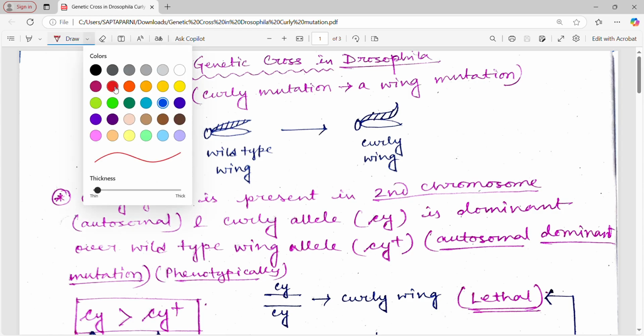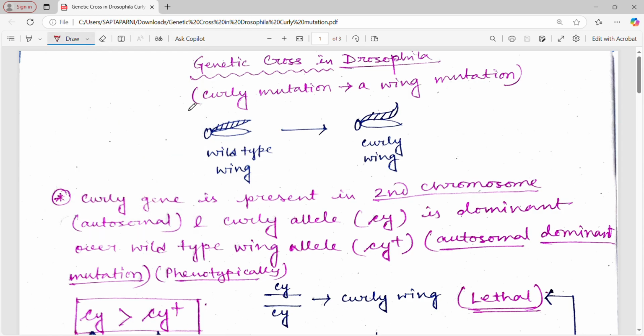So in today's video we are going to discuss genetic cross in Drosophila, and today we are mainly focusing on Curly mutation, which is a wing mutation in Drosophila. In my previous two videos I have discussed vestigial mutation, which was also a wing mutation, and eye color mutations like white eye color, apricot eye color, coral eye color in Drosophila.